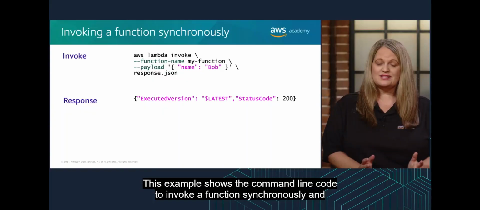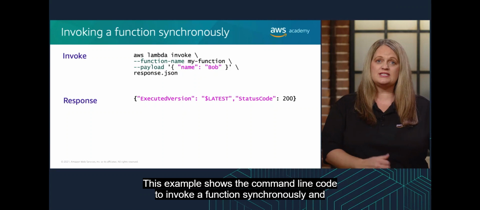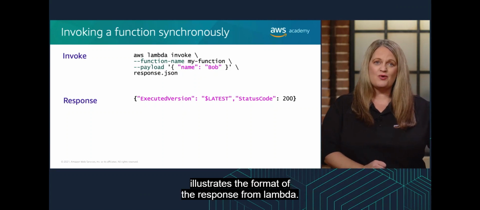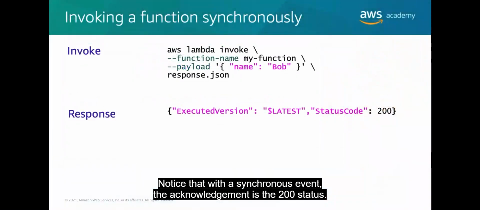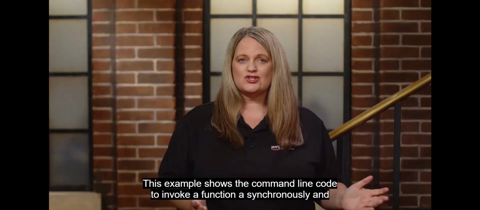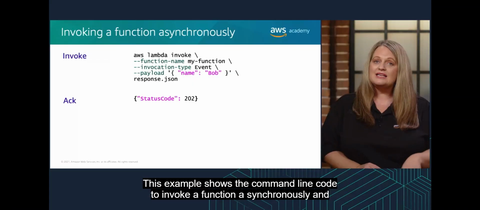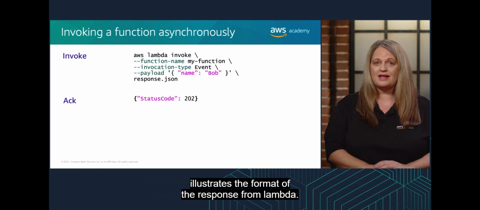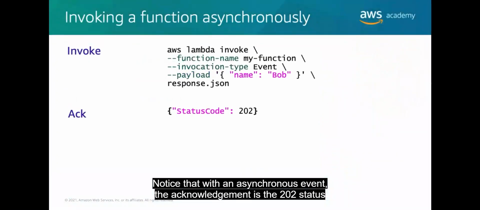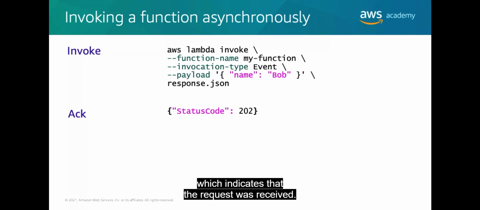This example shows the command line code to invoke a function synchronously and illustrates the format of the response from Lambda. Notice that with a synchronous event, the acknowledgement is the 200 status. This example shows the command line code to invoke a function asynchronously and illustrates the format of the response from Lambda. Notice that with an asynchronous event, the acknowledgement is the 202 status, which indicates that the request was received.